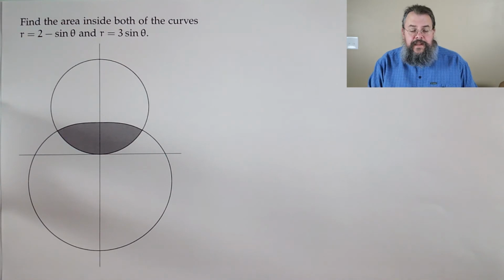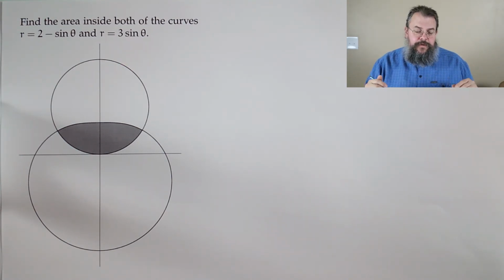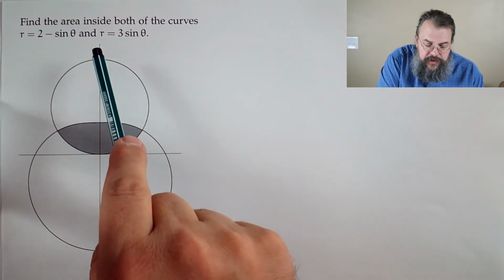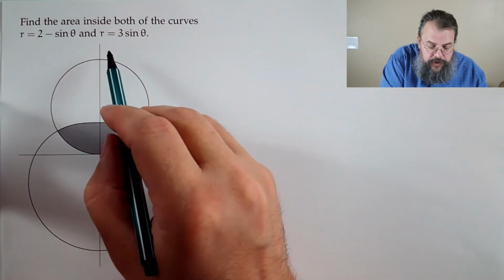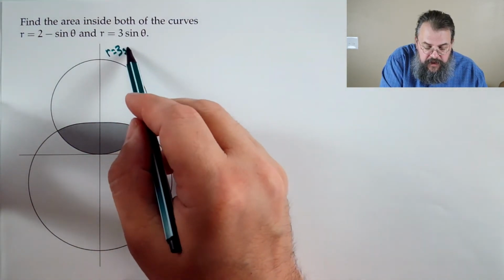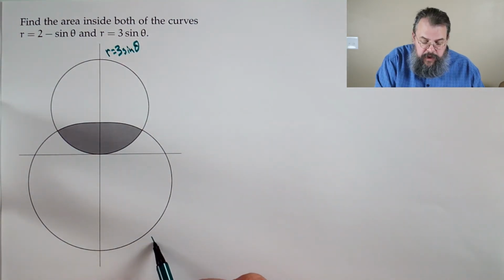So, find the area inside both of the curves. So I have two curves. r equals 2 minus sine theta, and r equals 3 sine theta. Now, it doesn't tell you which curve is which, but I'm going to just go ahead and tell you which ones they are. You might recognize curves of this form, r equals something sine theta. Those are circles that are centered on the y-axis. So that's the top curve, r equals 3 sine theta. r equals 2 minus sine theta is this bottom curve.